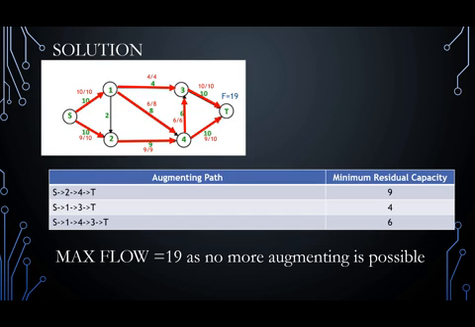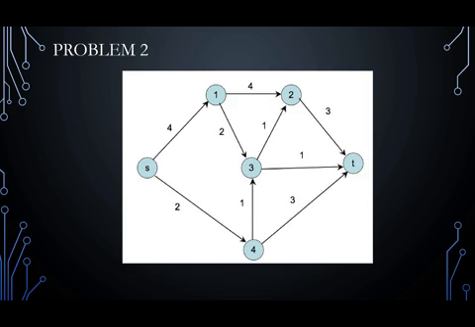So in that case, what is the maximum flow that is possible? Whatever we had computed: 19. That itself is the max flow. Understood the problem? Isn't it simple? Right. Let us have a look at another problem here. We'll take one more problem and try to solve this.